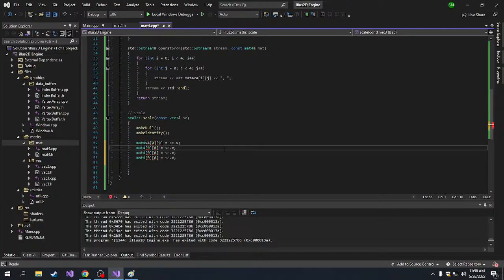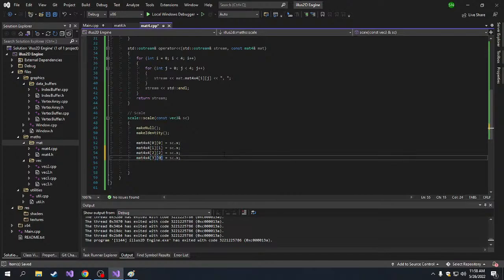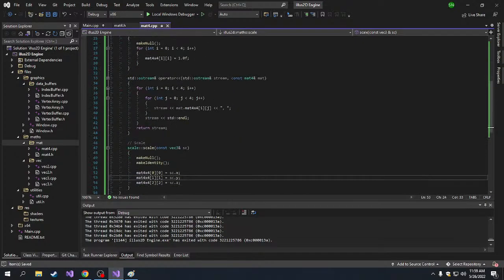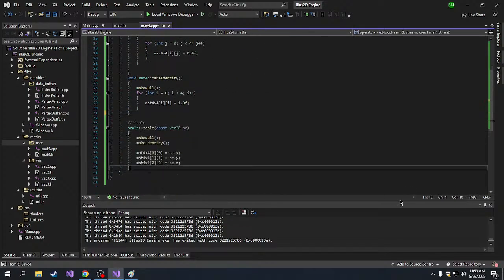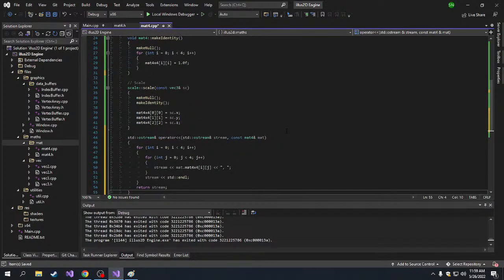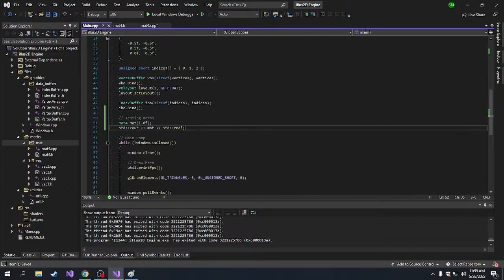Times 4 basically. That's what I'm going to say. Times 4 times 4. 0 0 1 1 2 2 3 3. We don't need 3 3 for. So x, let's see, that y. Okay, cool. That's basically it. We'll put the operator in the last. And yeah, that's it. So let's check our scaling matrix.